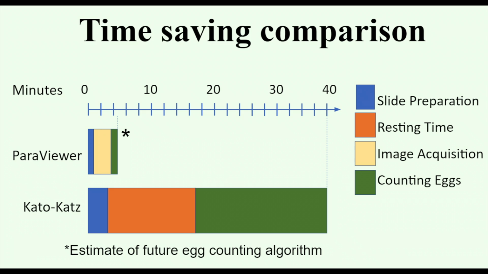Our new slide preparation method averages about 1 minute per 2 slides, whereas the Kato-Katz method averages 4 minutes per 2 slides. Additionally, our device requires significantly less sample processing time than previous methods.